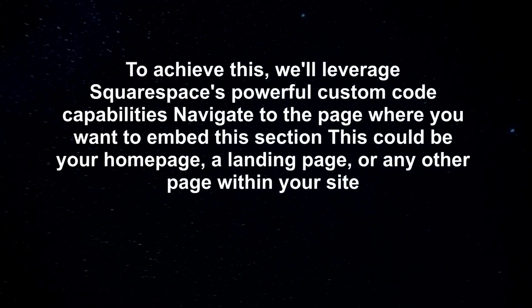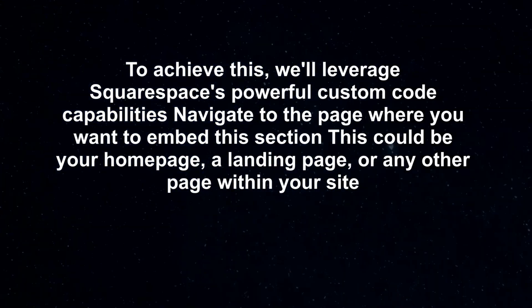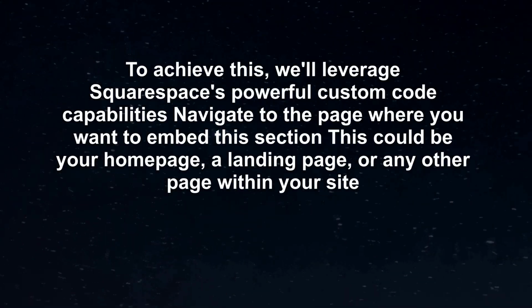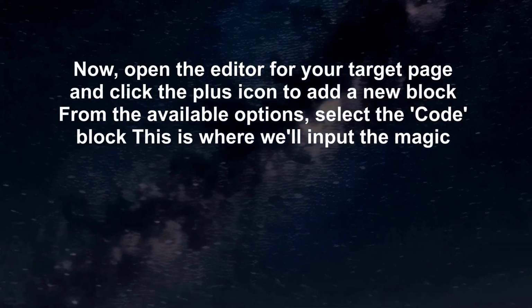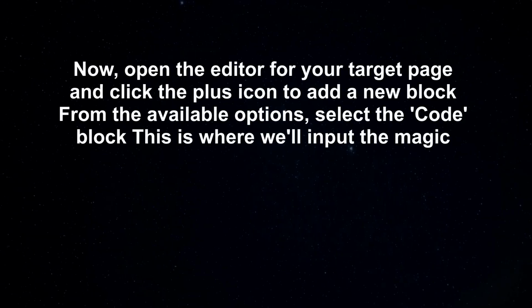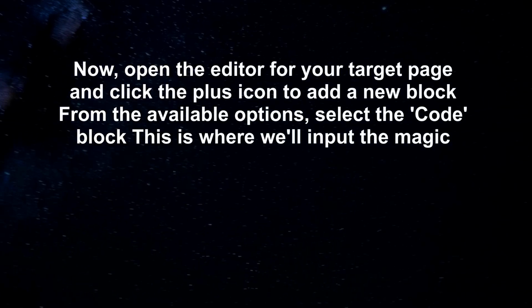Navigate to the page where you want to embed this section. This could be your homepage, a landing page, or any other page within your site. Now, open the editor for your target page and click the plus icon to add a new block from the available options. Select the code block. This is where we'll input the magic.